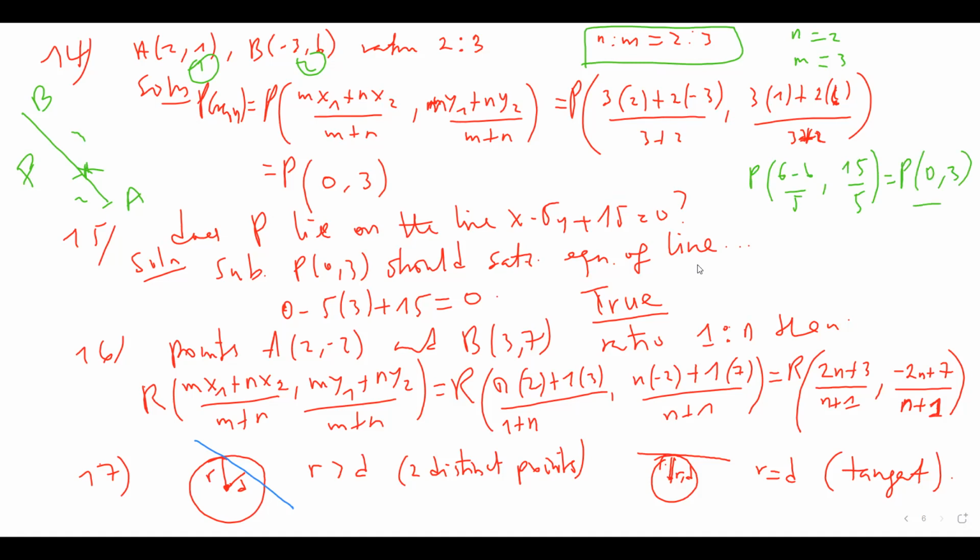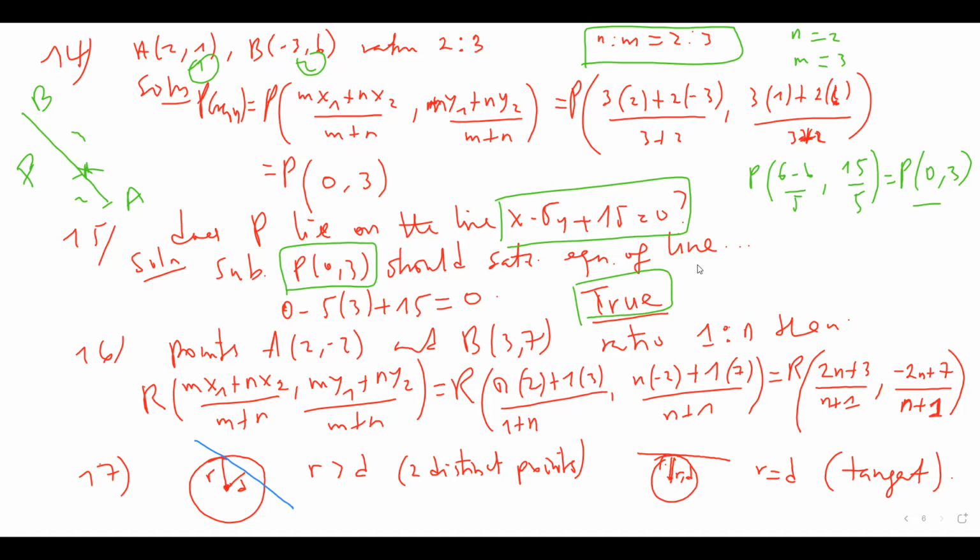And the next question says, does the point P, which we have found, which is 0, 3, lie on this line x minus 5y plus 15 is 0? To find out if a point lies on a line, you just have to take the point and substitute it into the equation of the line, and you should get 0, right? So you have this point P, which is 0 and 3. You just have to take your equation of the line, which is x minus 5y plus 15. If you put everything into it, you should get 0 exactly to satisfy the equation of the line. And in this case, if we do, we get it to satisfy the equation of the line. It gives us 0 exactly.